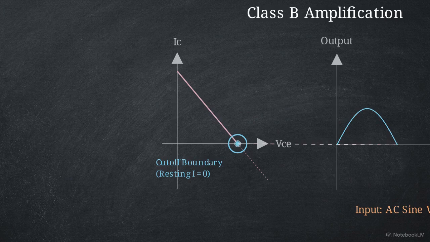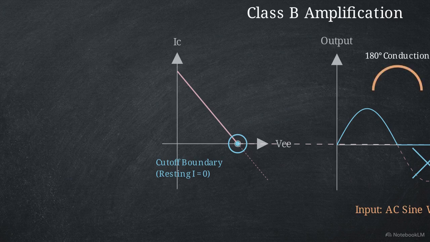Then, the negative half of the input signal attempts to pull the Q point further down, below the x-axis. The transistor cannot produce negative current, so the operating point simply flatlines against the cutoff boundary. In the final output waveform, the entire negative half-cycle has been physically erased. This half-cycle conduction dynamic, where the transistor only operates for 180 degrees, defines Class B amplification.